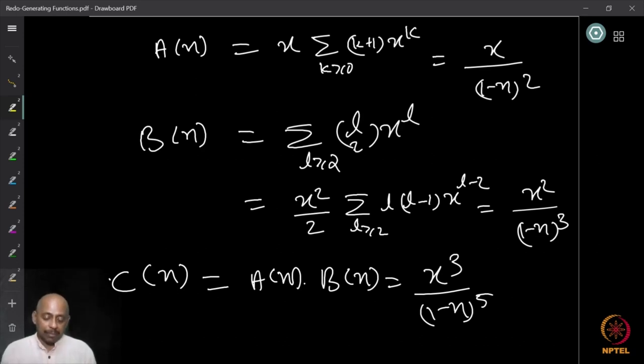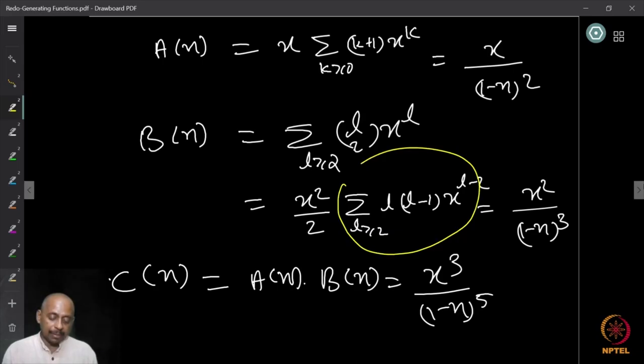But the second part, which is the part inside the summation, is precisely the derivative of 1 by (1 minus x), the second derivative. So therefore, I will get x square by (1 minus x) whole cube as B(x).